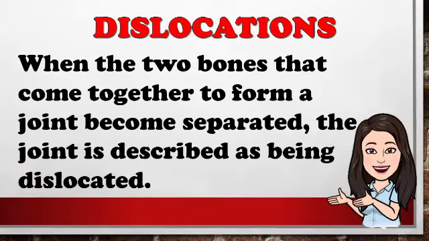Dislocations, when the two bones that come together to form a joint become separated, the joint is described as being dislocated. For example, the top of your arm bone fits into a joint at your shoulder. When it slips or pops out of that joint, you have a dislocated shoulder. You can dislocate almost any joint in your body, including your knee, hip, ankle, or shoulder.